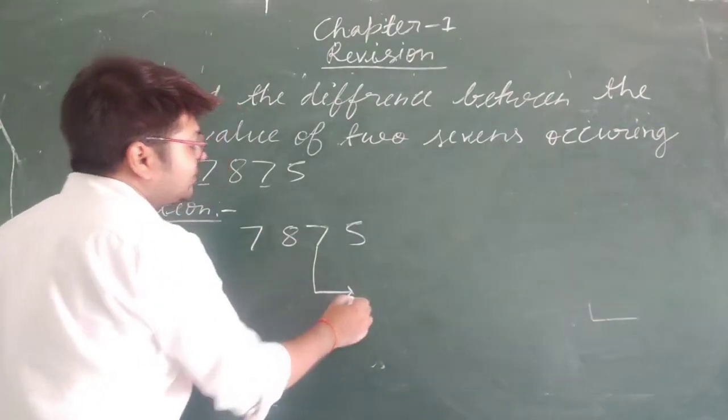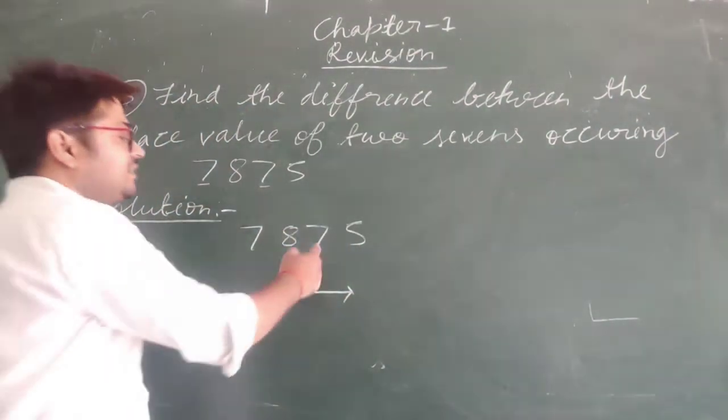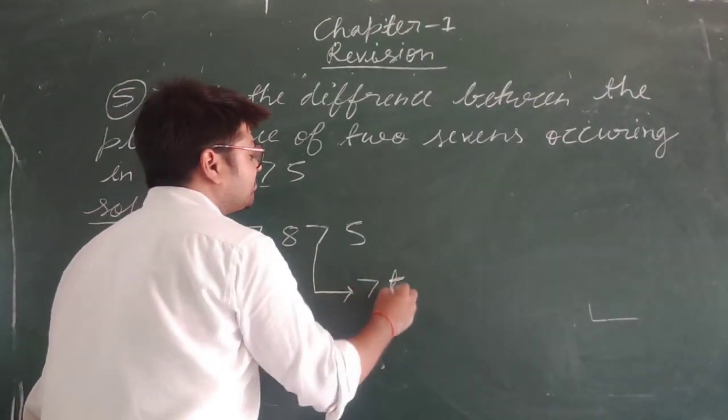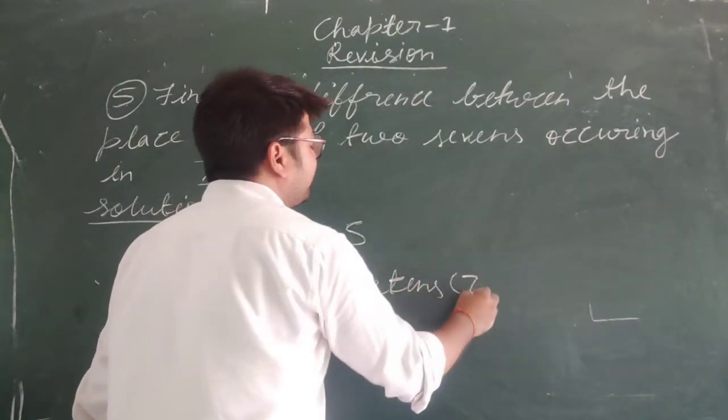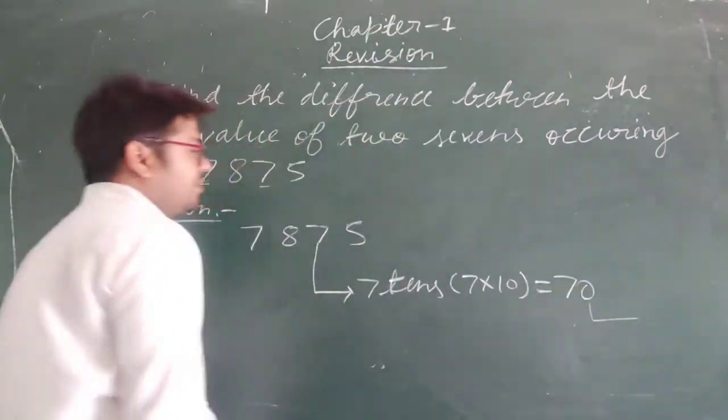So this 7 is at which place? You can see here ones, tens. So this 7 is at tens place. 7 tens means 7 will multiply by 10. It will become 7 tens is 70. Okay.